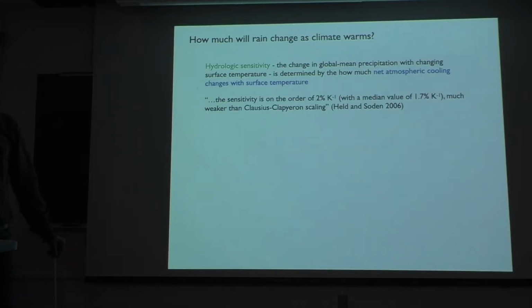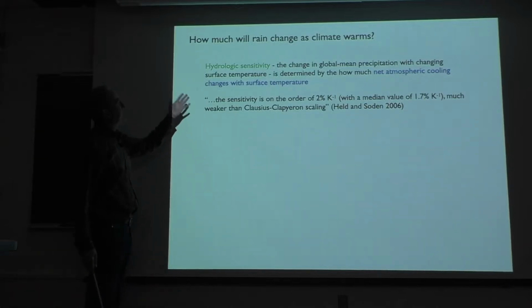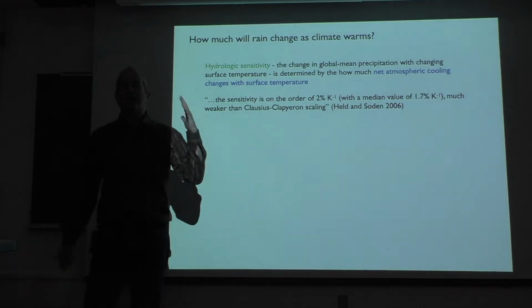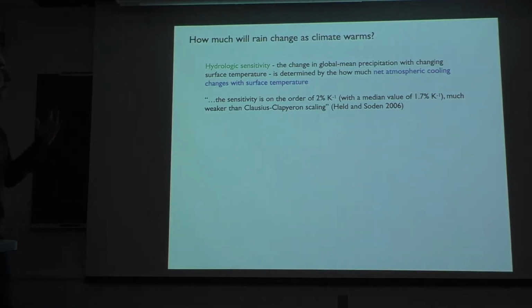This has been understood for quite a while, and this Held and Soden paper from 2006 says the sensitivity is on the order of 2% precipitation per degree Kelvin. Looking at CMIP5 models, the median value is about 1.7. The main point here is that it's much weaker than Clausius-Clapeyron scaling, which is about 7% per Kelvin.